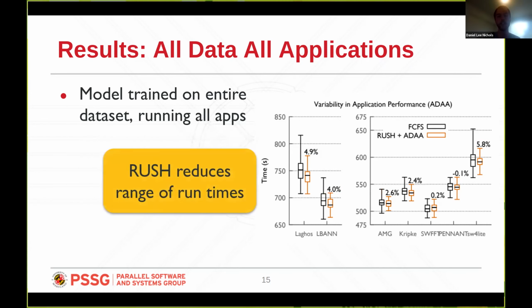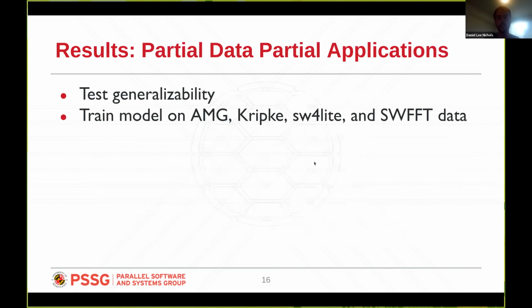But we also see that it reduces the total range of runtimes. That's the height of the boxes here. Meaning Rush has effectively reduced the amount of variation in its scheduling.